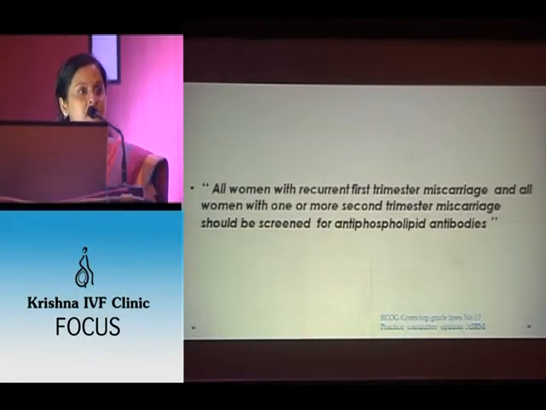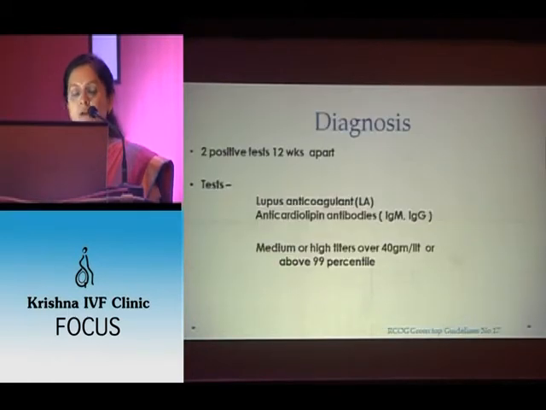According to the RCOG guidelines and ASRM recommendations, all women with recurrent first trimester miscarriage and all women with one or more second trimester miscarriages should be screened for antiphospholipid antibody syndrome. And this syndrome is diagnosed, in fact, with 2 positive tests done 12 weeks apart, and the antibodies tested are lupus anticoagulant and anticardiolipin antibodies. Medium or high titers over 40 grams per liter or above 90th percentile is considered as positive for this test.